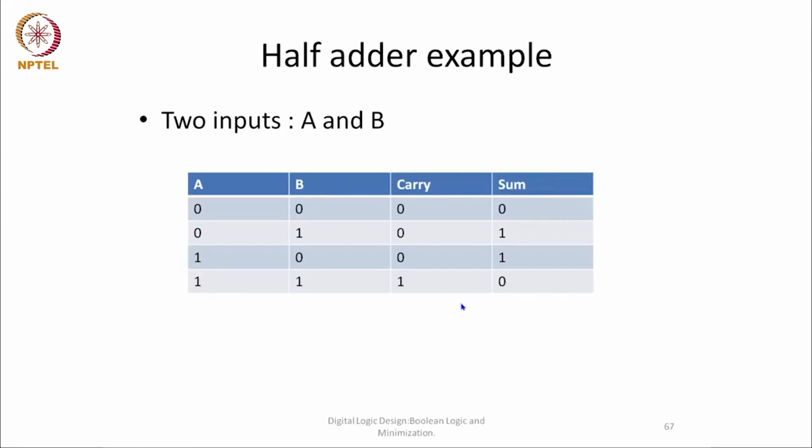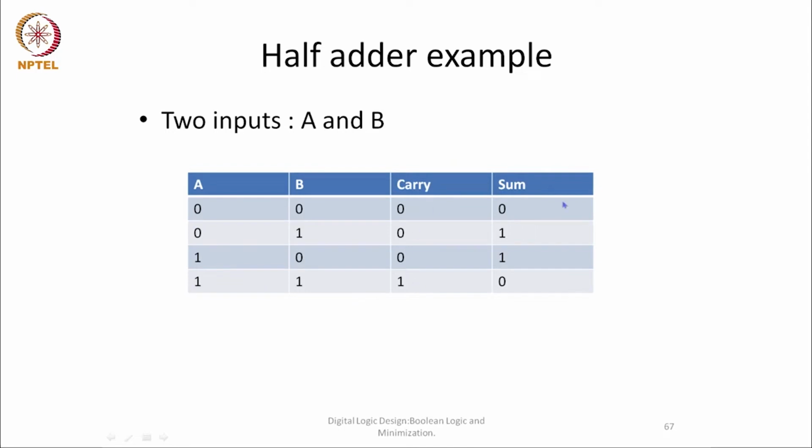I'm taking the example of a half adder. There are two inputs, A and B, and there are two outputs, one is sum and another is carry. When the inputs are 0 and 0, sum is 0 and carry is also 0. When A is 0 and B is 1, then sum is 1 and carry is 0. Similarly, if A is 1 and B is 0, sum is 1 and carry is 0. If both A and B are 1, then sum is 0 and carry is 1.